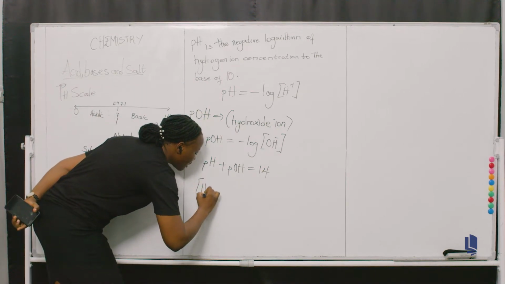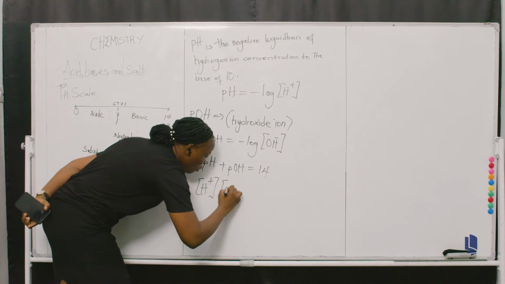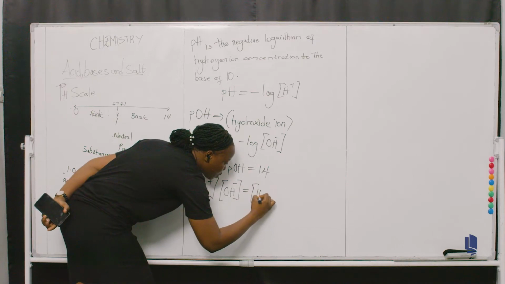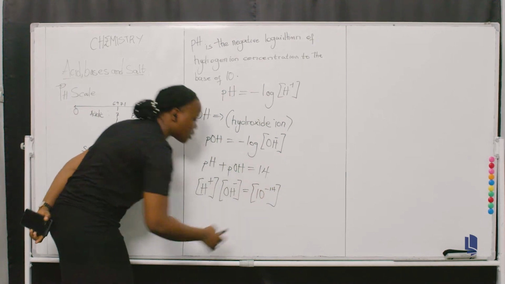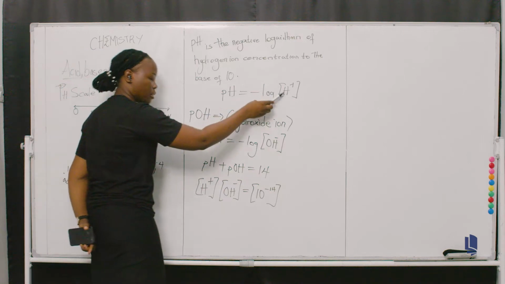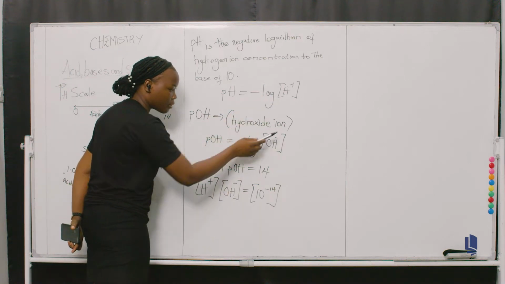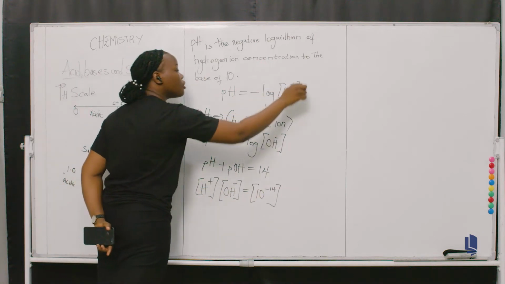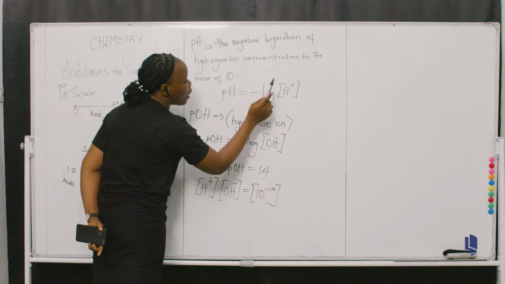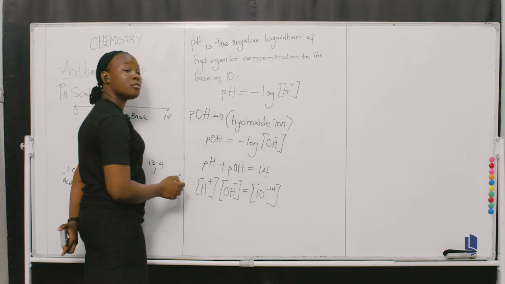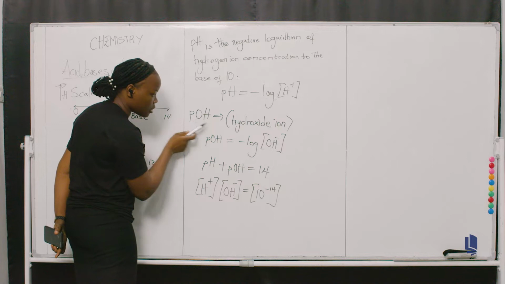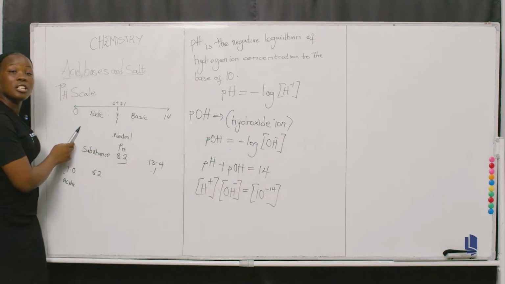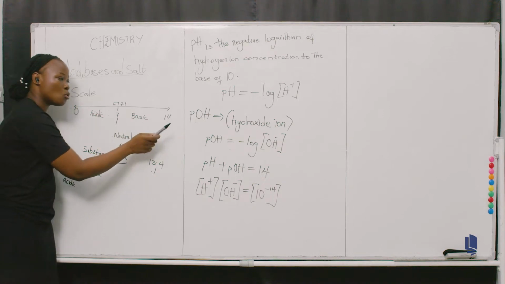Likewise, hydrogen ion concentration multiplied by OH minus concentration is equal to 10 raised to power minus 14. pH plus pOH, the negative logarithm of this plus that of this, is equal to 14, and it corresponds with the scale. The scale is from 0 to 14.